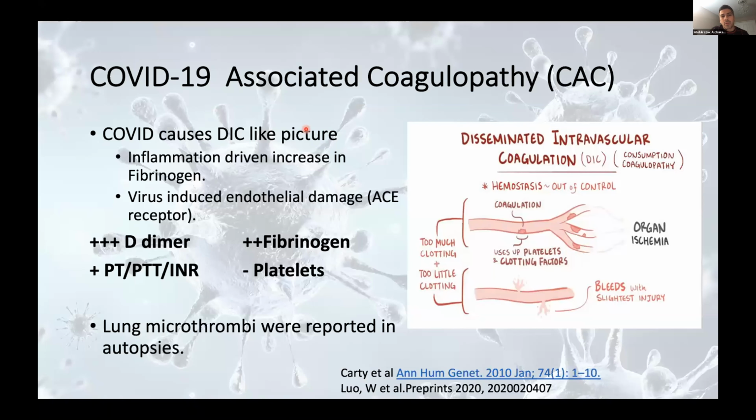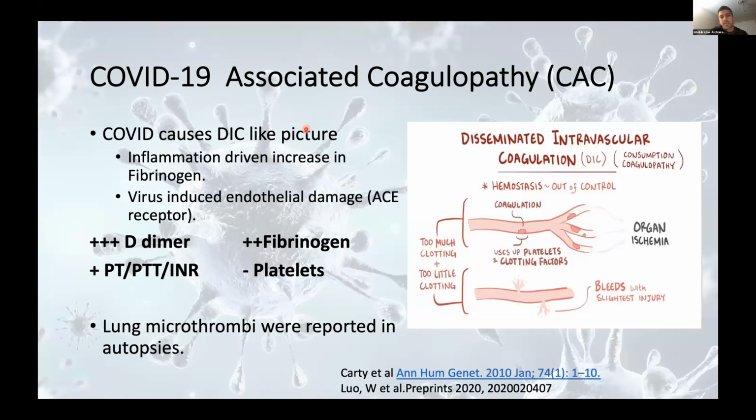The two etiologies that most of the experts consider when explaining this phenomenon are, first, inflammation drives an increase in fibrinogen that sparks a process of coagulation. And also, as Dr. Khairallah mentioned, the virus can attack different organs. One of them is the endothelial cells that have the ACE2 receptors as well. So there's a concept of viral-induced endothelial damage that can trigger a DIC picture.